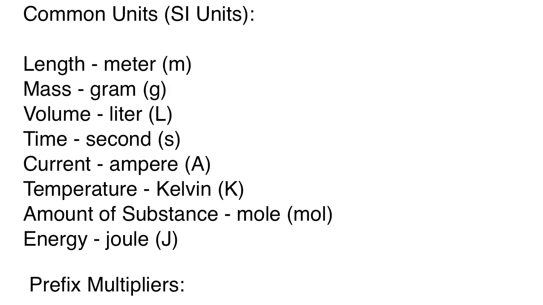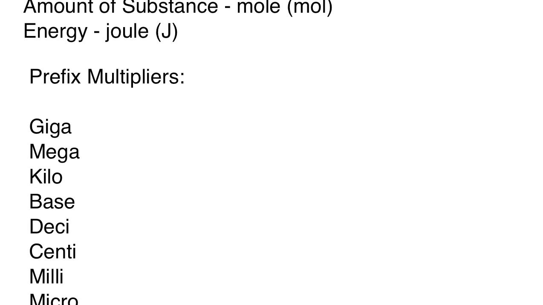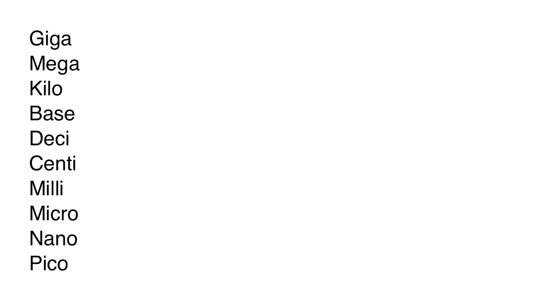So let's talk briefly about the prefix multipliers, because a lot of students will get confused with these. So these are not all of them. There are some more extreme ones, like for instance, when you talk about femto, or you could talk about tera. So a lot of times when people talk about computer technology, right, you can talk about terabytes, which are larger than gigabytes.